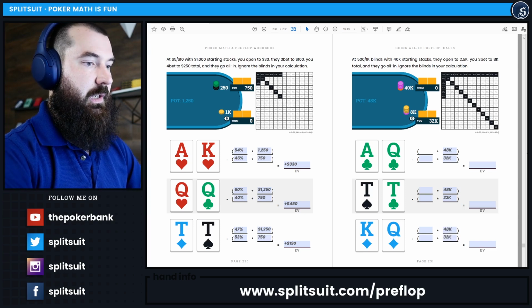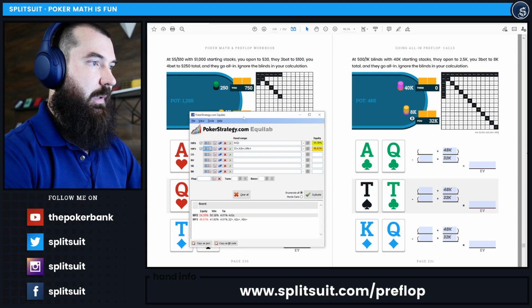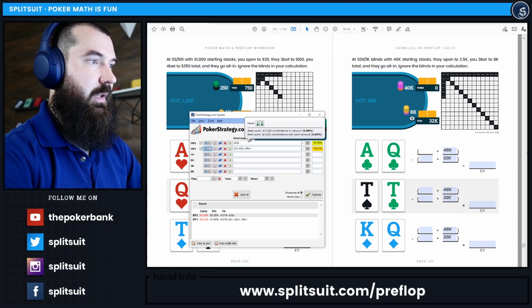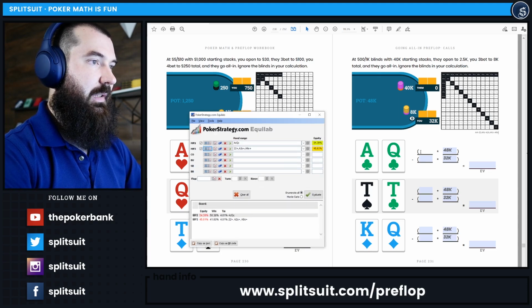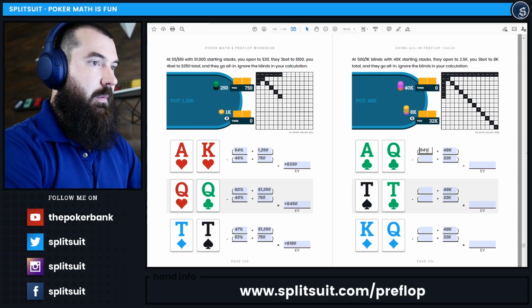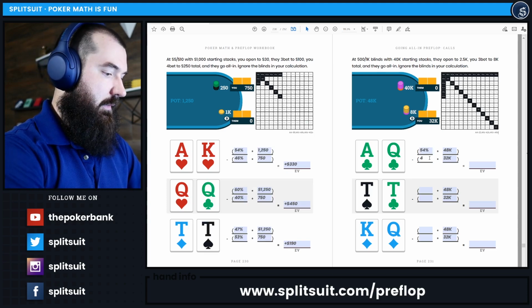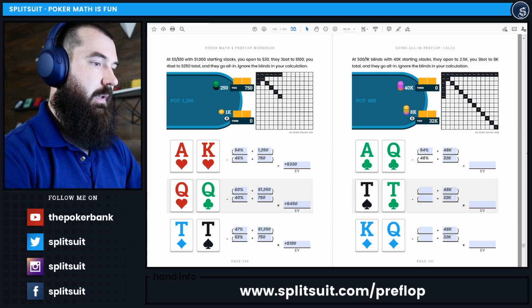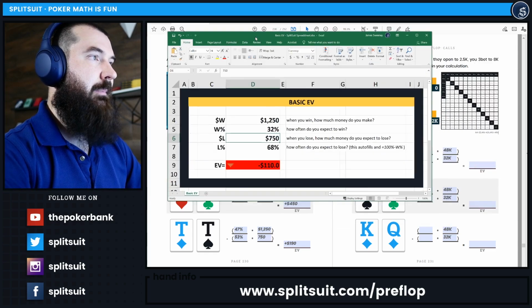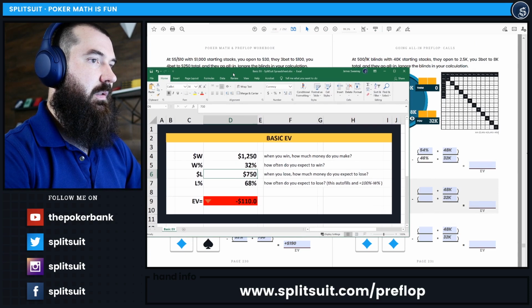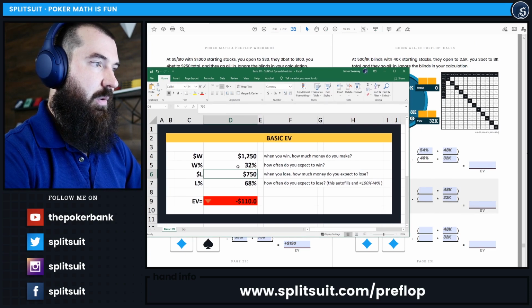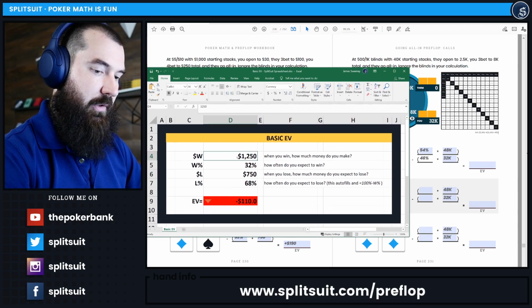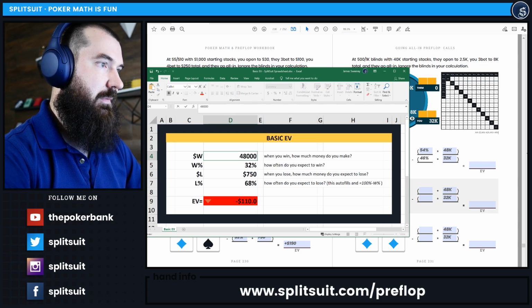And now we just need percentages. So we already ran this in Equilab and saw that our ace of clubs, queen of clubs has 54%. Perfect. And obviously the inverse of that is that 46. And let's do the math real quick. So take a moment, think about what you think this is. You think it's going to be plus EV or negative EV? I already kind of showed the answer, so my bad on that.